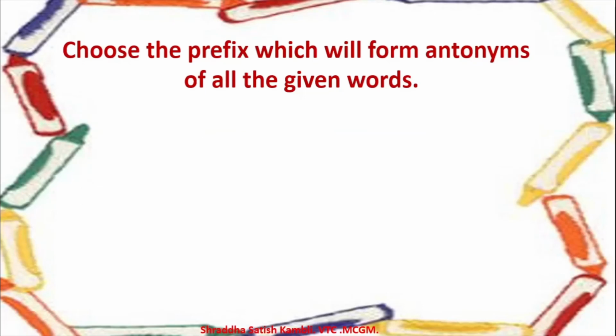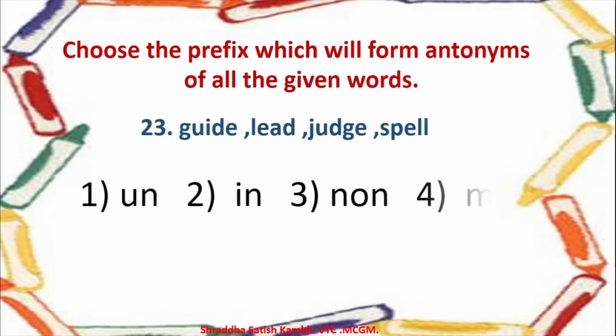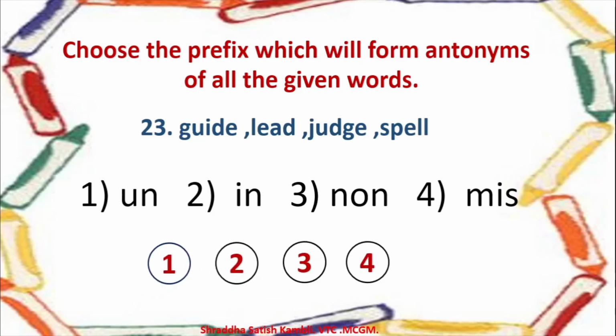Coming to the next example. Again the same question. Choose the prefix which will form antonyms of all the given words. So you have guide, lead, judge, and spell. Let's see which will make the right answers. Is it 1 un, 2 in, 3 non, or 4 miss? It is the fourth one again. So you have misguide, mislead, misjudge, and misspell.